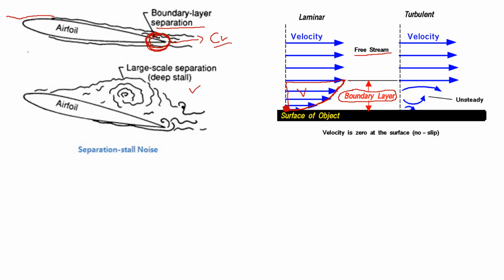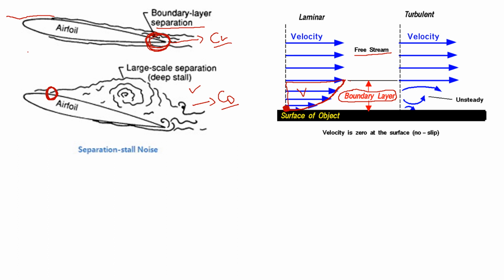Here, the boundary layer is separating further up the aerofoil. This is a very unwanted situation, and it will result in an increase in the drag coefficient of this aerofoil, and we will have a reduced lift. So we want to avoid this situation.